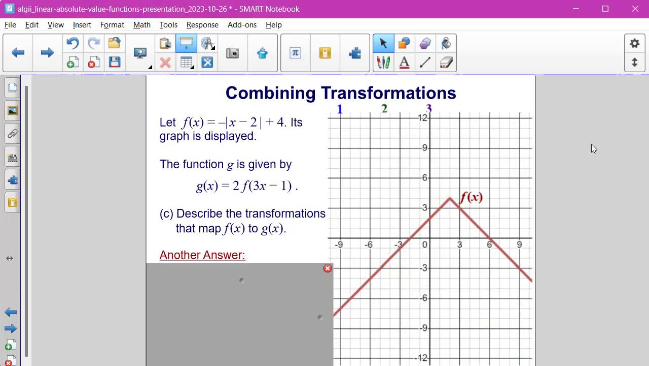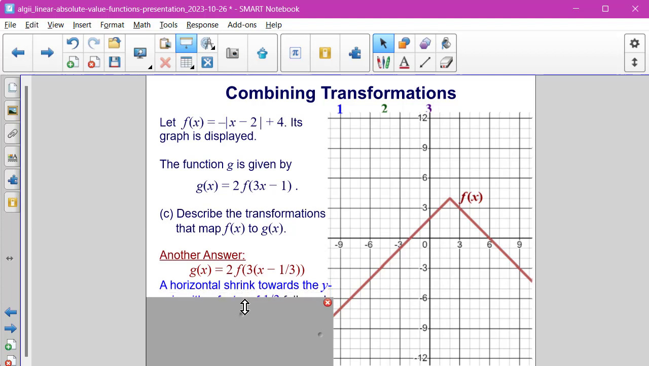Another way that you could describe the transformations that map f of x to g of x would be to make sure that you factor out the b value from the first and second term that's in this set of parentheses. And if you do that, you would still have 2 times f of, and then in parentheses 3 times the quantity x minus 1/3, and there is no plus or minus k outside. If you decided to do this factoring first, then the very first transformation that you would do is that horizontal shrink towards the y-axis by the factor of 1/3.